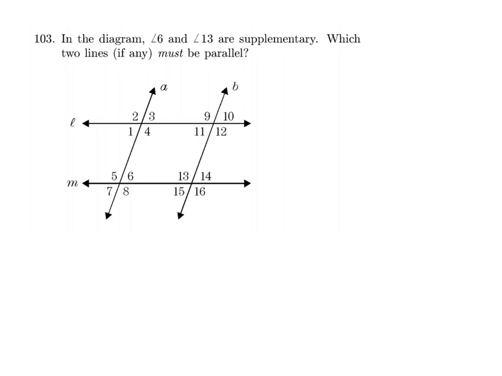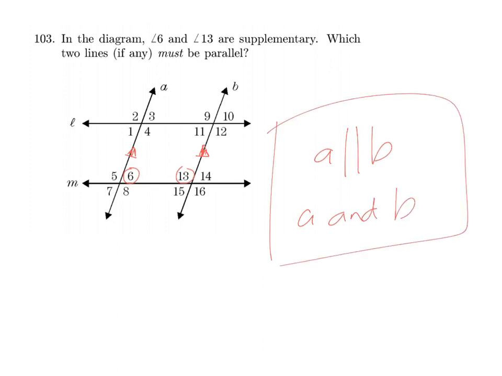All right, in the diagram, angle 6 and angle 13 are supplementary. 6 and 13, they're supplementary. All right, if they're supplementary, that tells you that these consecutive interior angles add up to 180. And if that's the case, that means these lines here are parallel. Okay, which two lines, if any, must be parallel? Well, that answers the question. A is parallel to B, or A and B are parallel. Alrighty, that's all there is to it.